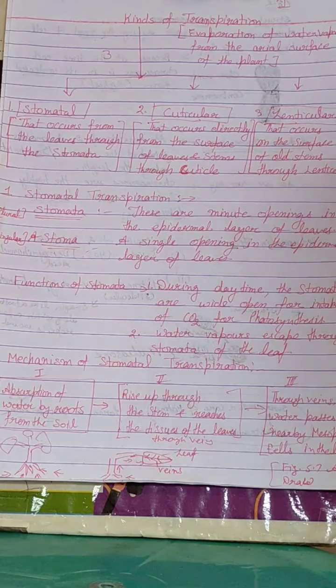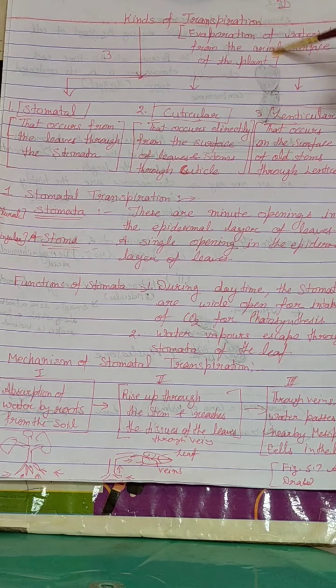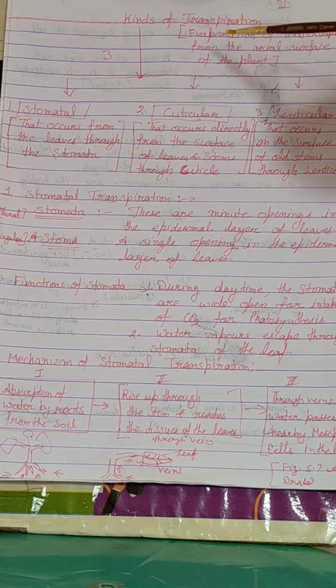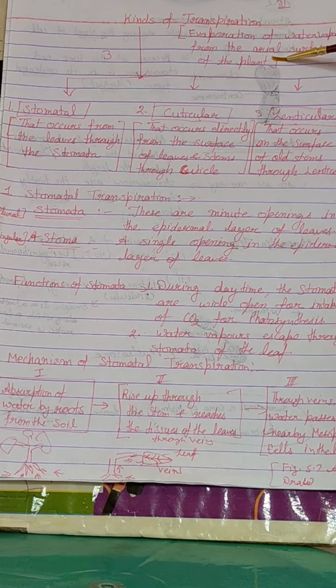Yes, students, we were discussing transpiration, and today we will discuss the kinds of transpiration. We know, what is transpiration? Transpiration is evaporation of water vapors from the aerial surface of the plant. Aerial surface includes leaves and stems and all other aerial parts of the plant.